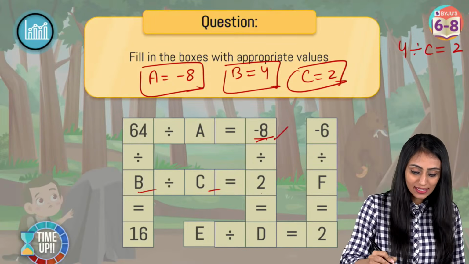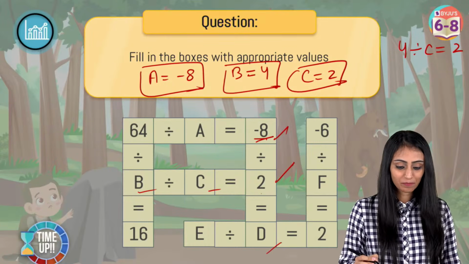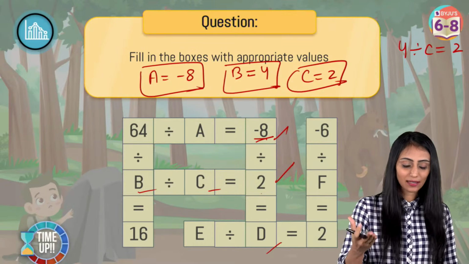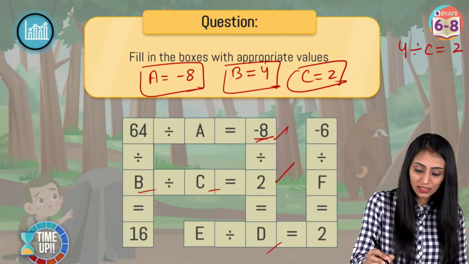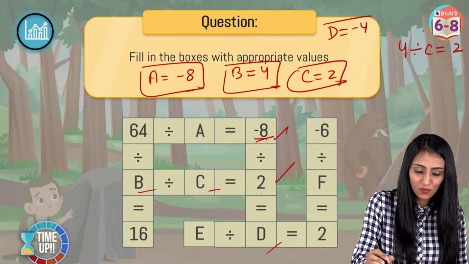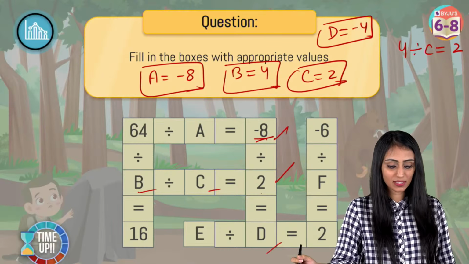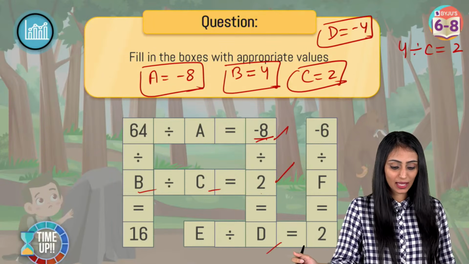Okay, talking about D. So minus 8 divided by 2 gives me D. Minus 8 divided by 2. So 8 divided by 2 gives me 4, and here the signs are different. So D in this case would be minus 4, right? D would be minus 4, not positive, because 8 is negative here.